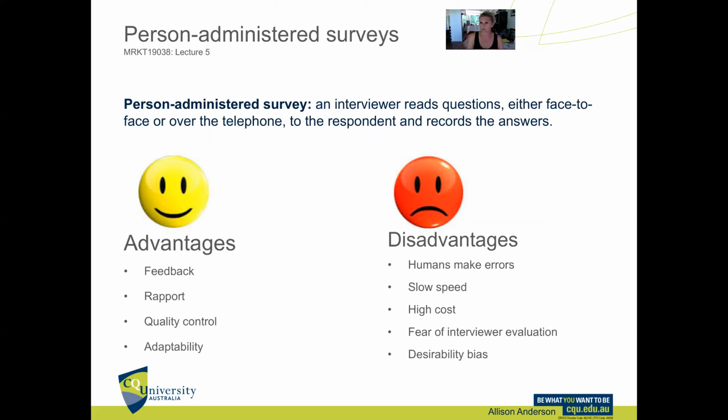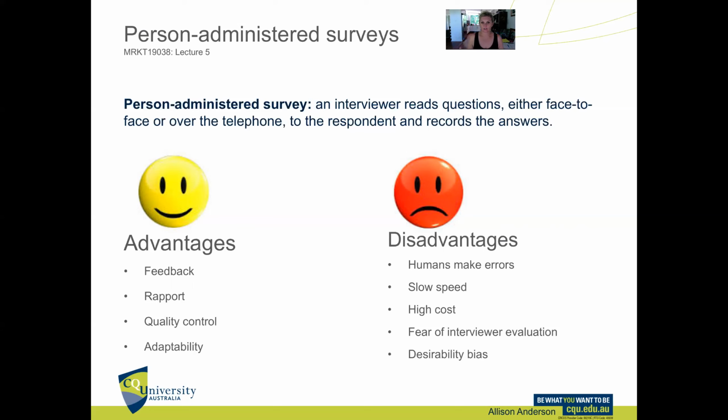You get the rapport, so if people like you, they might tell you more information than they would have if they were filling in the survey themselves. You get quality control, so if people are going, yeah, I don't care, yeah, whatever, just chuck down this, you go, that's okay, I don't need your information, because you clearly don't care. And adaptability, so you can chop and change it to maybe get the answers that you need.